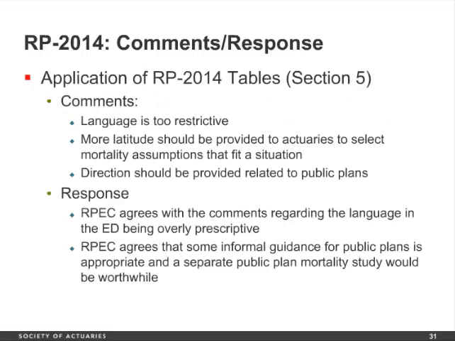As with MP-2014, we've received a number of comments that said that the language in the exposure draft was too restrictive. Particularly, there was language that said that we recommended that the RP-2014 tables be used to value all pension plans in the U.S. And the commenters thought that they should have more latitude to pick the assumption that was appropriate for the plan they were looking at. And we also received, again, similar to the public plan data, comments that said that public plan actuaries would appreciate some direction on the use of the tables.